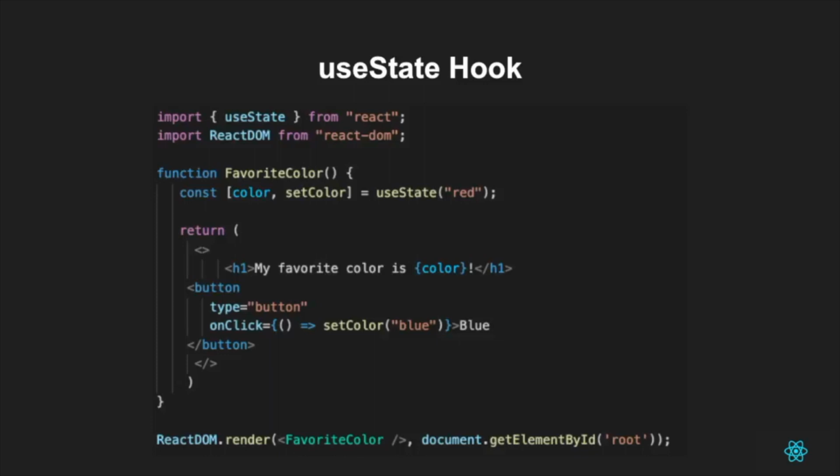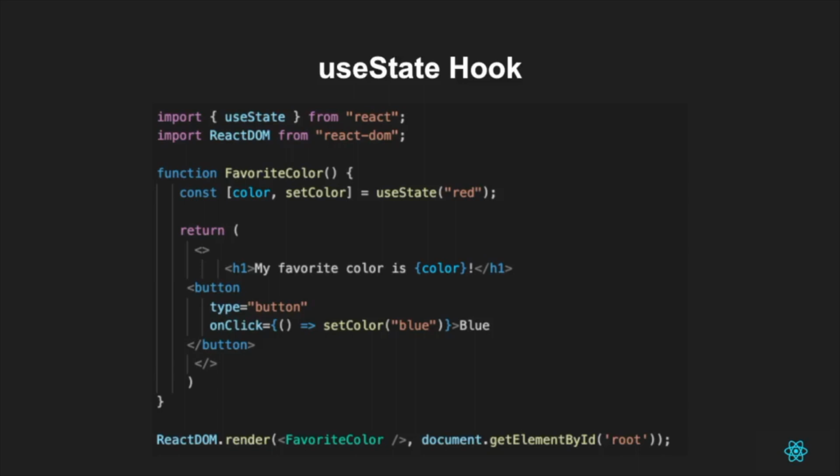Here you see a very simple application that renders the text: my favorite color is now red. You see that I initialize my useState hook with red, and that I also define in the return section a button where I can change the color to blue, and I do that with the setColor function I've defined with the useState hook. So that's quite simple. When you push the button, you get the text: my favorite color is blue.